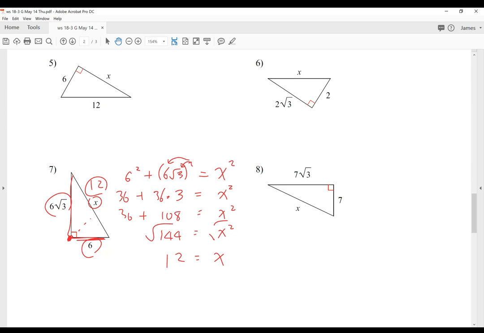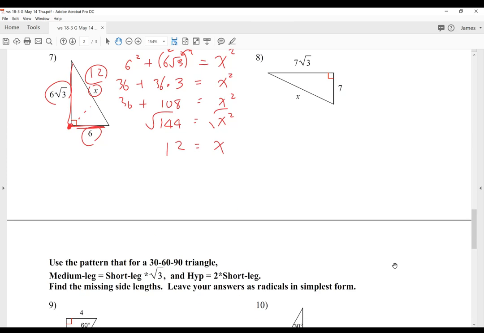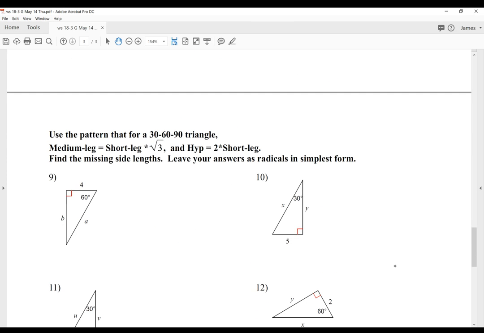There's no square root of 5 or square root of 6 or square root of 7. It's just square root of 3 and, well, square root of 4. Okay, so now you're going to use the pattern on the back side. So here's a formula. Medium side is short side times square root of 3 for a 30, 60, 90 triangle, and we know everything is going to be a 30, 60, 90 triangle. And then hypotenuse is twice the short leg.